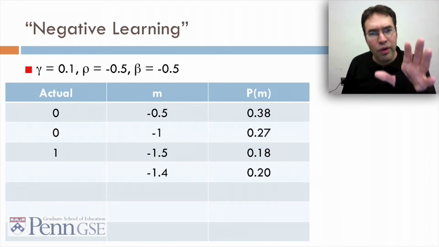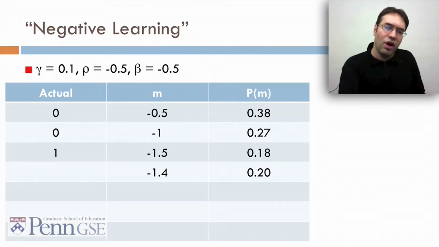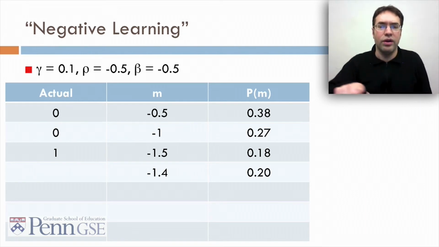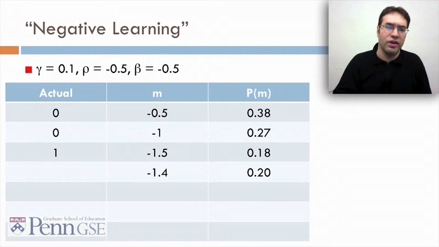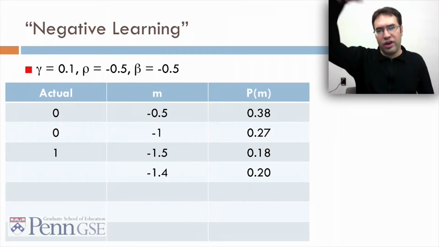Let's say we actually have a rho of negative 0.5. In this case, they have an m of negative 0.5 and a p of 0.38. They get it wrong, now their m is negative 1, which is associated with a p of m of 0.27. Then they get it wrong again, negative 1.5, p of m of 0.18. Finally they get it right, it starts to come up again.